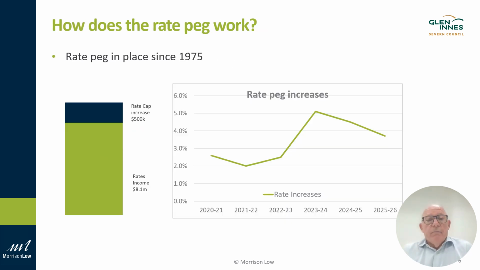So how does the rate peg actually work? Well, it's pretty straightforward. At the moment for 24-25, there's $8.1 million in rates income. There's a 4% rate peg, which is set by IPART, which I'll talk about in a moment. So the increase in the rate for 25-26 is around $500,000. You can see the graph off to the right, the increase in the rate pegs over the last 5 years. They've been pretty low except for 23-24 when we're in that inflationary period.